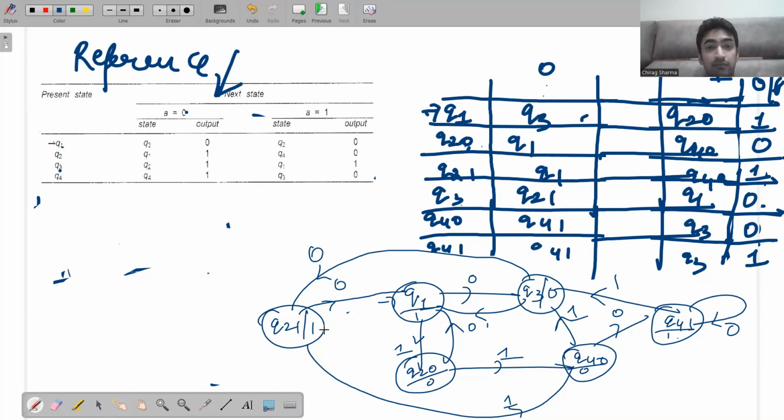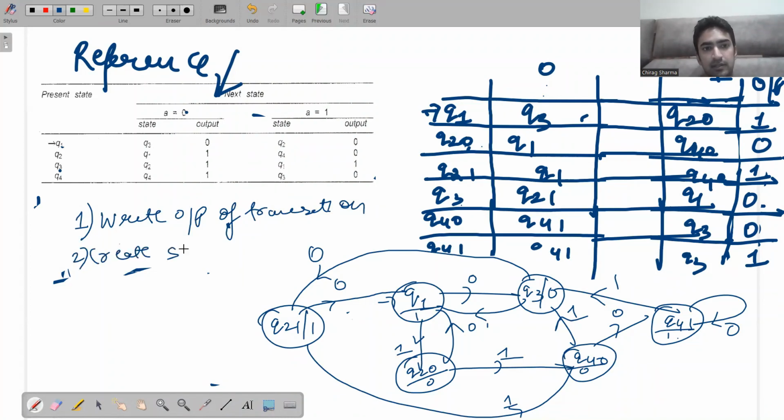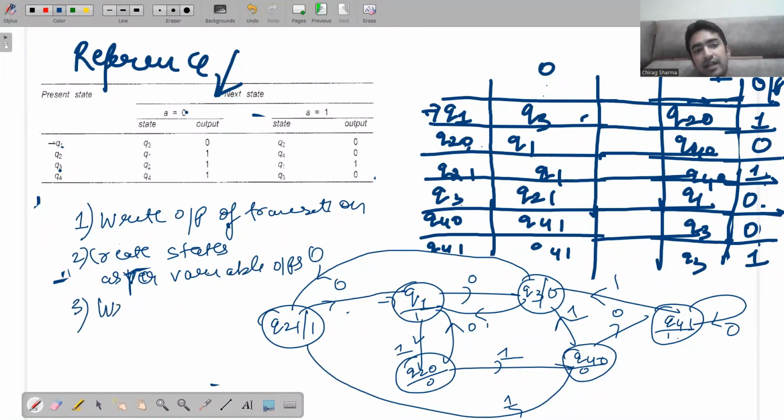This is your respective Moore machine. So this is how you can convert from Mealy to Moore. Simple steps. Again, I'm concluding. First, write the output of transition. Create states as per variable outputs. And then, very simple step, write the output of states. Because at the end, you will get the output of states, since you are converting from Mealy to Moore.